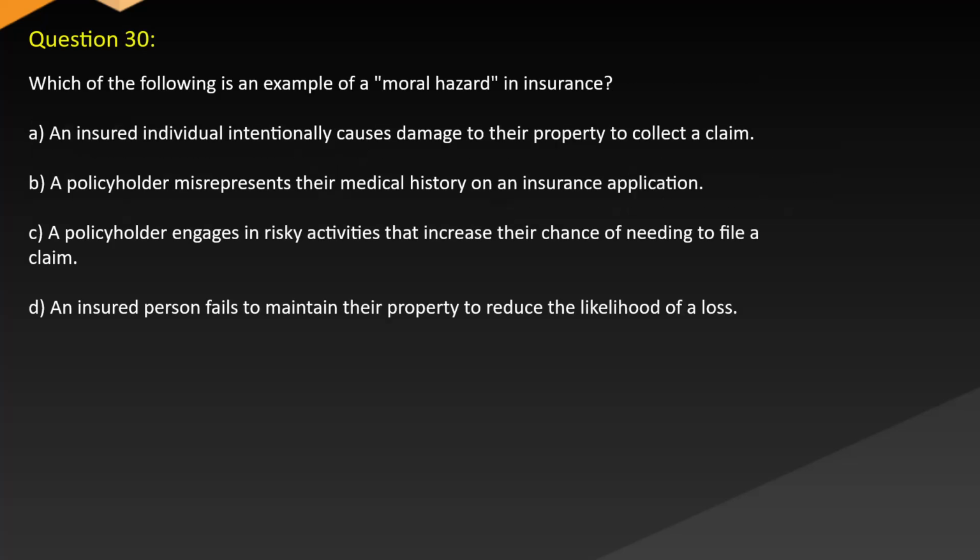Question 30. Which of the following is an example of a moral hazard in insurance? A. An insured individual intentionally causes damage to their property to collect a claim. B. A policyholder misrepresents their medical history on an insurance application. C. A policyholder engages in risky activities that increase their chance of needing to file a claim. D. An insured person fails to maintain their property to reduce the likelihood of a loss.